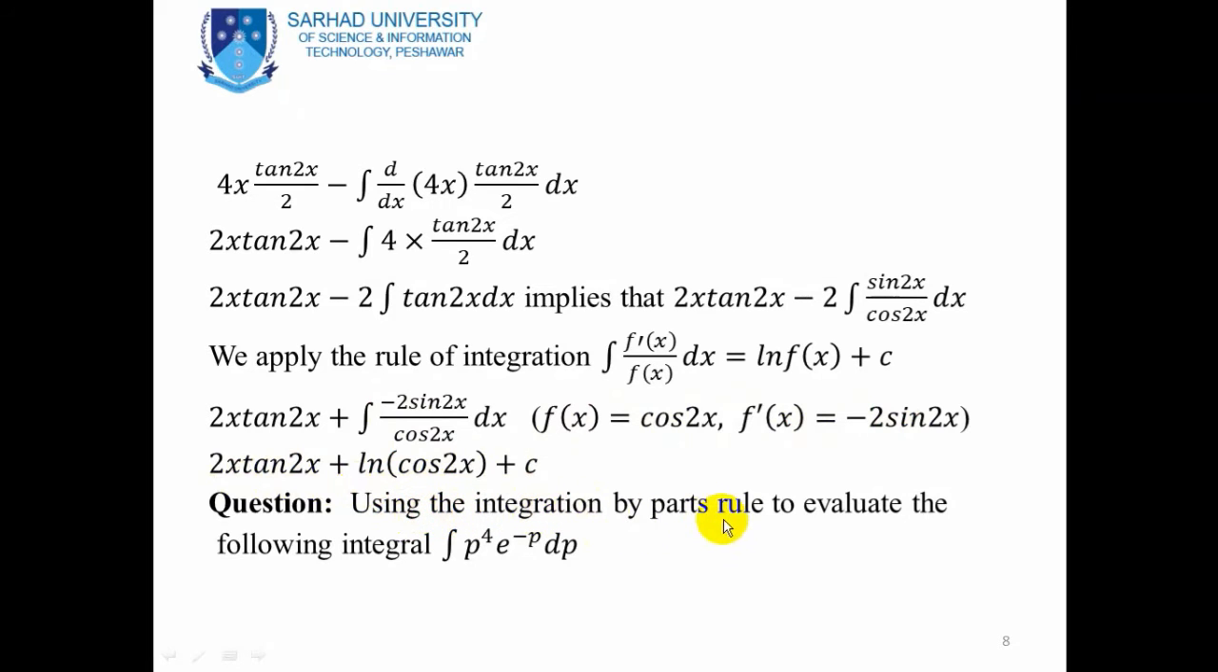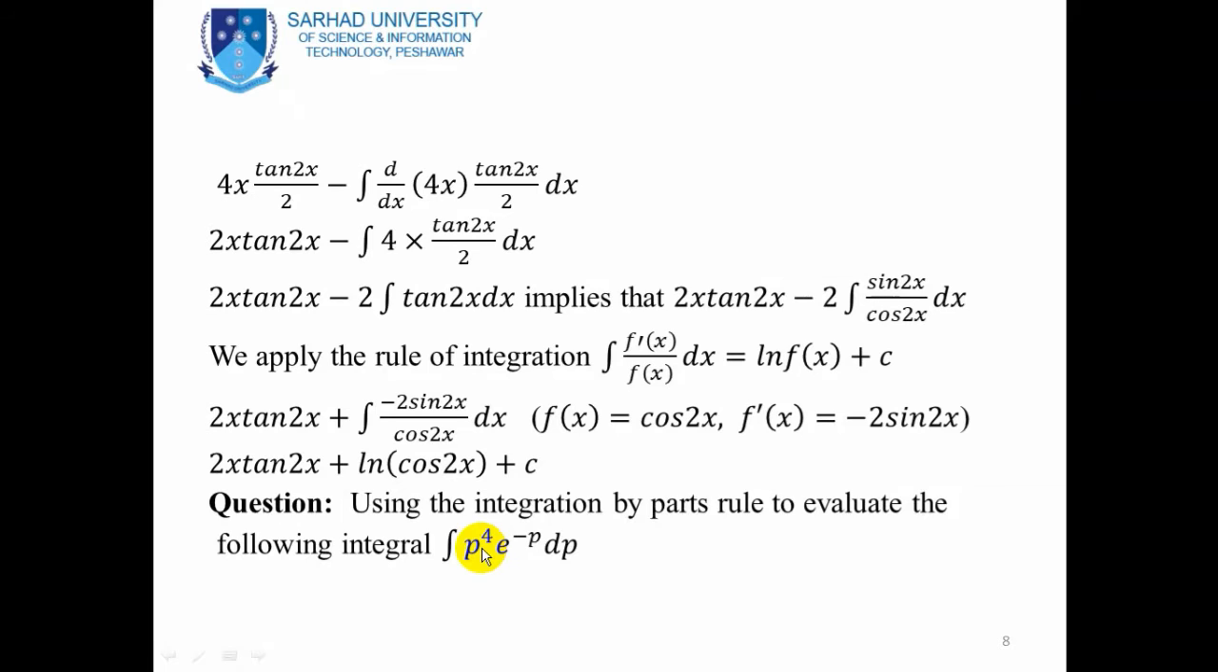Using the integration by parts rule to evaluate this integral: p power 4 into e power minus p with respect to p. So this is the third case, when polynomial and exponential functions are in multiplied form. Dear students, I have already told you that the integration of the exponential function is as it is, and similarly the derivative of the exponential function is also as it is, and we take the further derivative of the argument. The result obtained from the further derivative of the argument will be written in product form in the derivative, and in the quotient, the divide form, in case of integration.